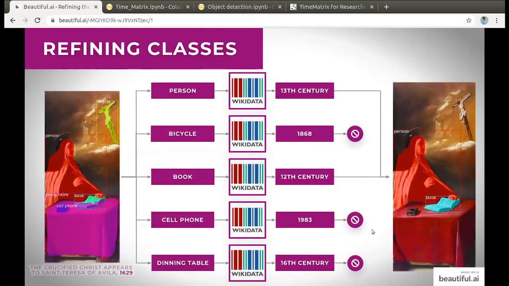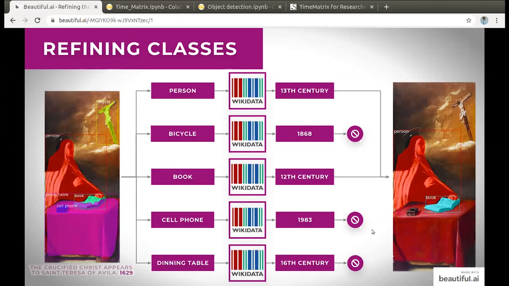This is the simplest example of how we can do it. For now, we decided not to integrate the idea of time matrix into the neural network directly. Definitely we can understand that it's possible to do, and we will work on it in the future. But right now we decided to use the time matrix as a post algorithm.